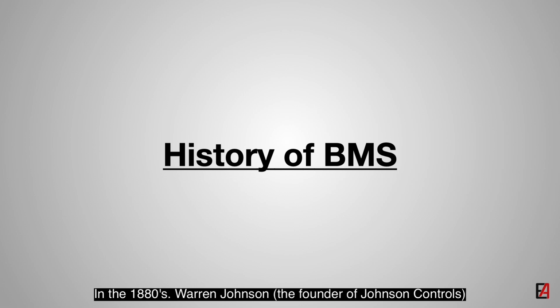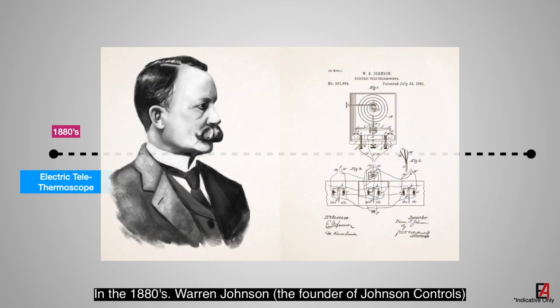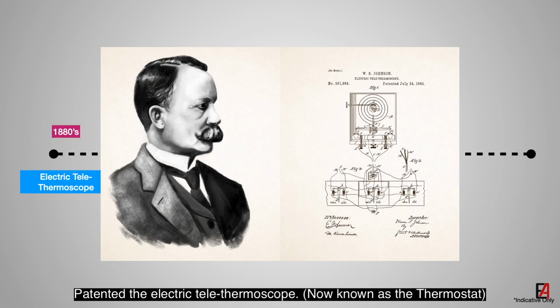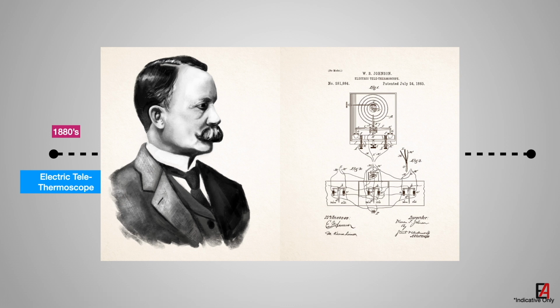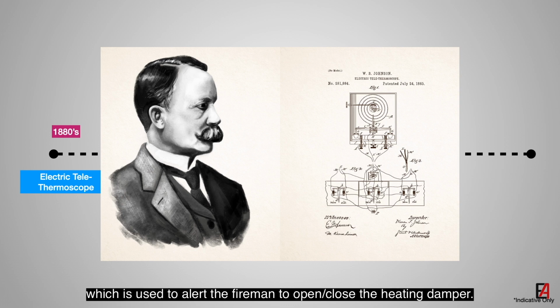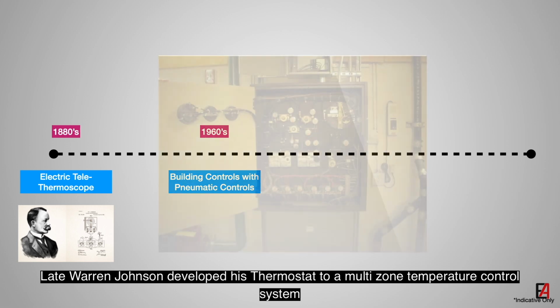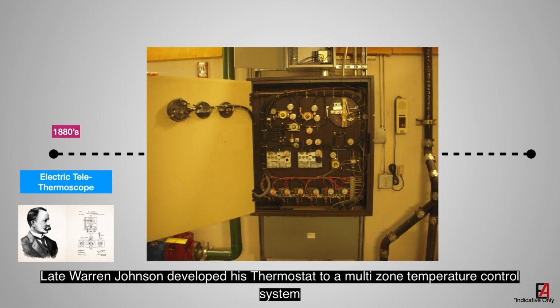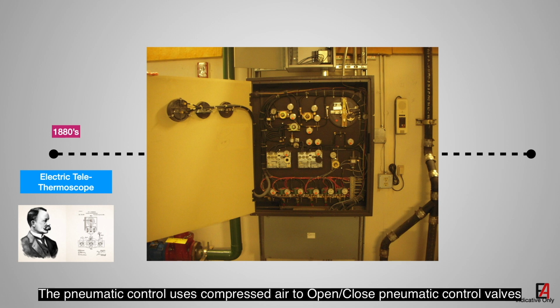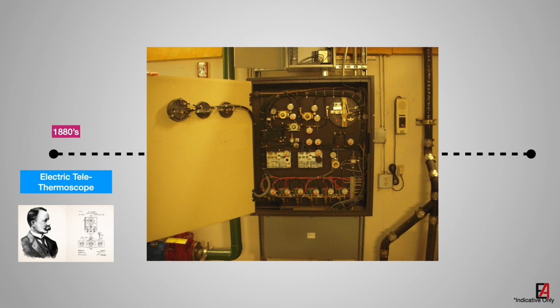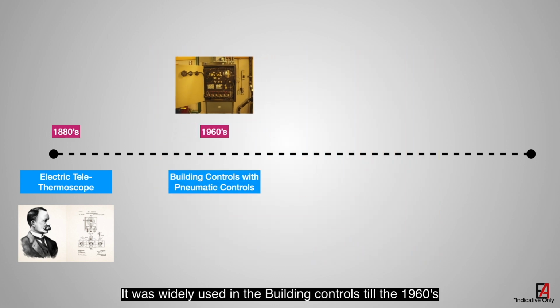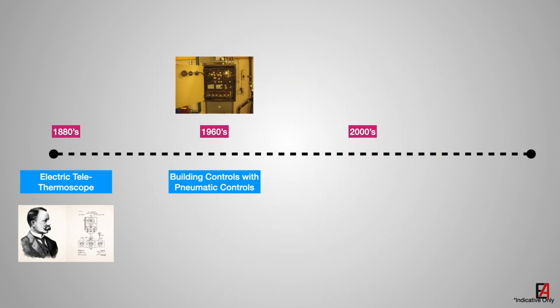Let's get to know about the history of BMS a little bit. In the 1880s, Baron Johnson, founder of Johnson Controls, patented the electric thermoscope, now known as the thermostat. It is a bimetal coil with mercury switch, which is used to alert the fireman to open or close the heating damper. Later, Baron Johnson developed his thermostat to a multi-zone temperature control system using pneumatic controls. The pneumatic control uses compressed air to open close pneumatic control valves or open close air dampers. It was widely used in the building controls to 1960s.